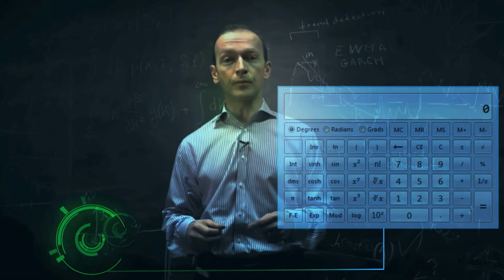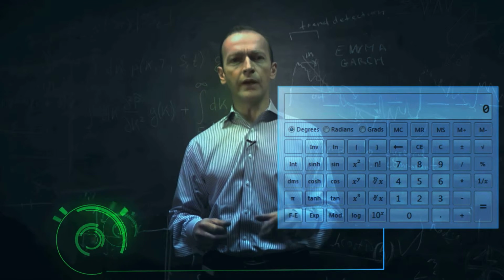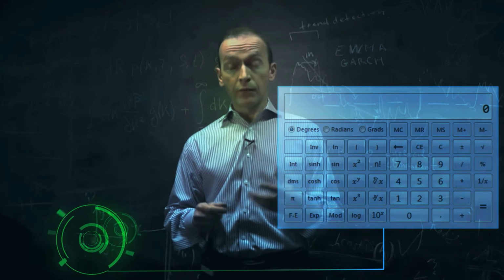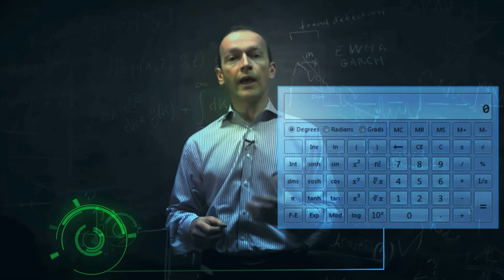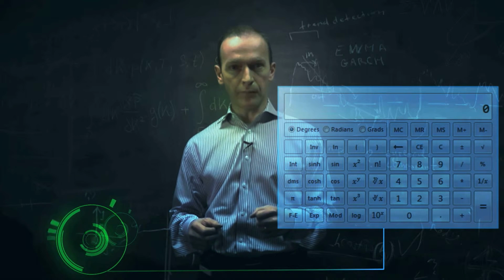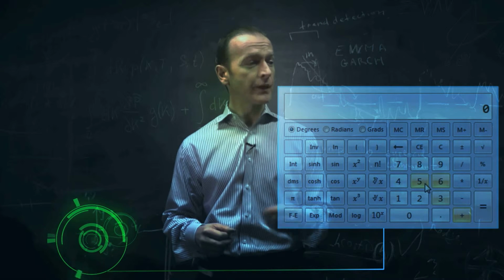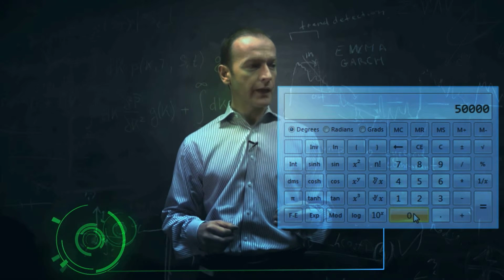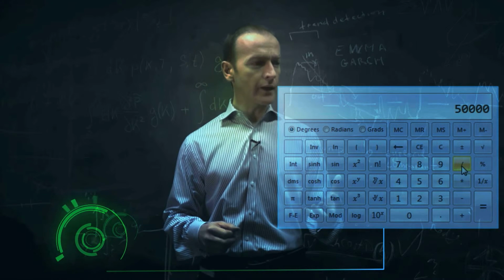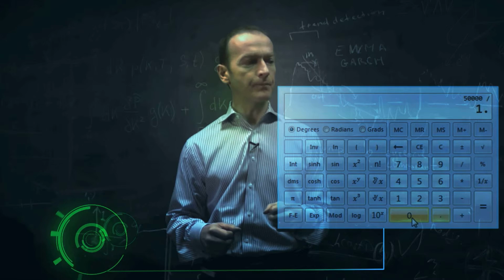So for example, if we were asked to calculate the present value of £50,000 received in 8 years' time, if the discount rate was 7%, we'd need to go through the following process. We would need to type into the calculator 50,000, press the division, and then we're dividing by 1 plus the interest rate. So we type in 1.07.